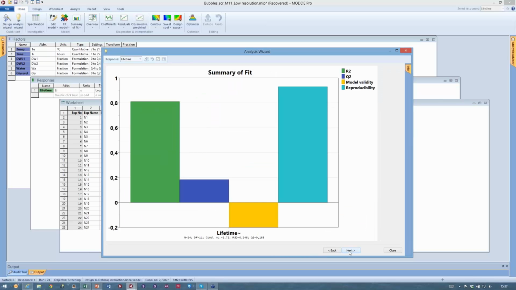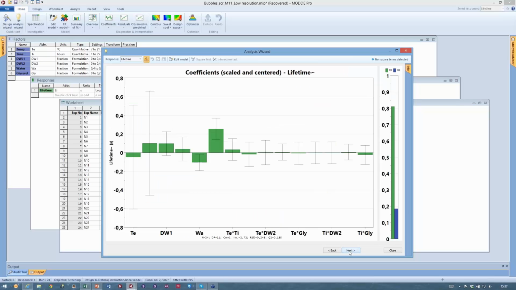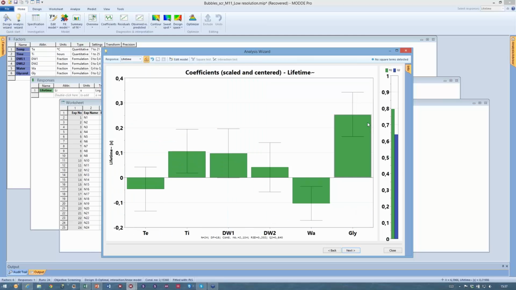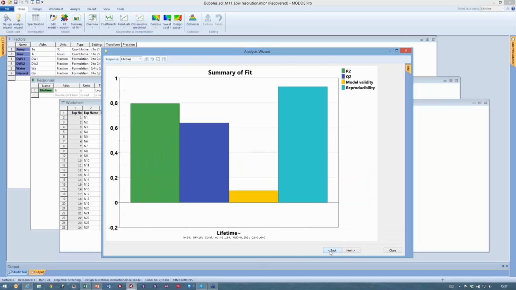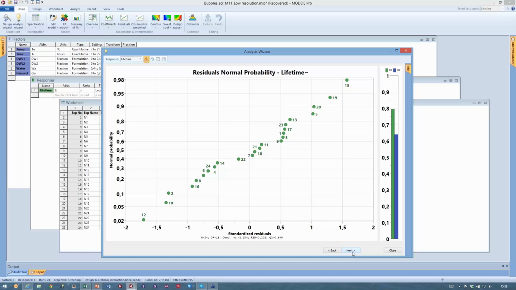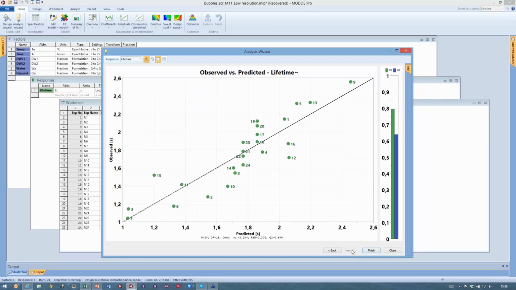Here we have the summary of fit plot. When we come to the coefficients, we see that there are a number of coefficients that are small and that can be removed, and that can be done interactively by selecting the so-called exclude tool. I do like this, and the model is updated on the fly, and now you see the statistics for the improved model. The next plot is the normal probability plot of residuals, which looks very nice. And here we have the observed versus predicted plot.